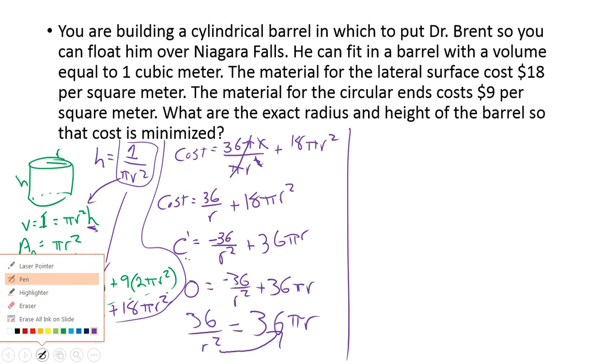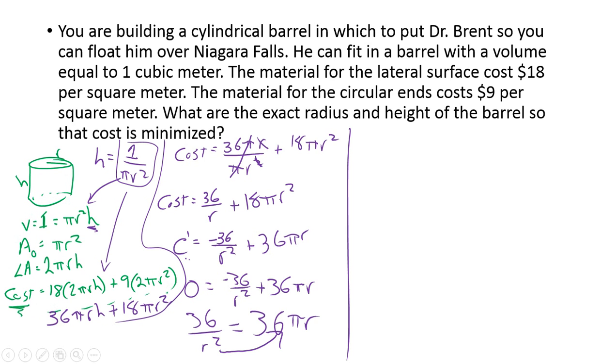So when we move this r to the other side, we end up getting 36 is equal to 36 pi r cubed. Solving for it, we end up getting our r is equal to 1 over the cube root of pi. Okay, so that's what our r is, and that's one of our answers. So the r, that's our exact radius.